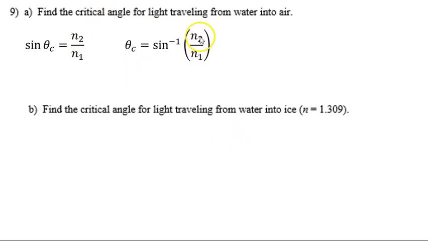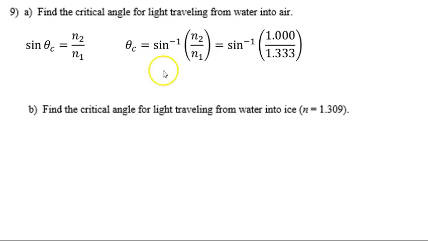So in this particular situation, is N1 for water or air? Well, it's N1. It's where the light starts. We're going from water into air, so N1 is for water and 2 is for air. It's starting in the water and it's trying to get into the air, so here's where the numbers go. This is our index of refraction for water, this is one for air.